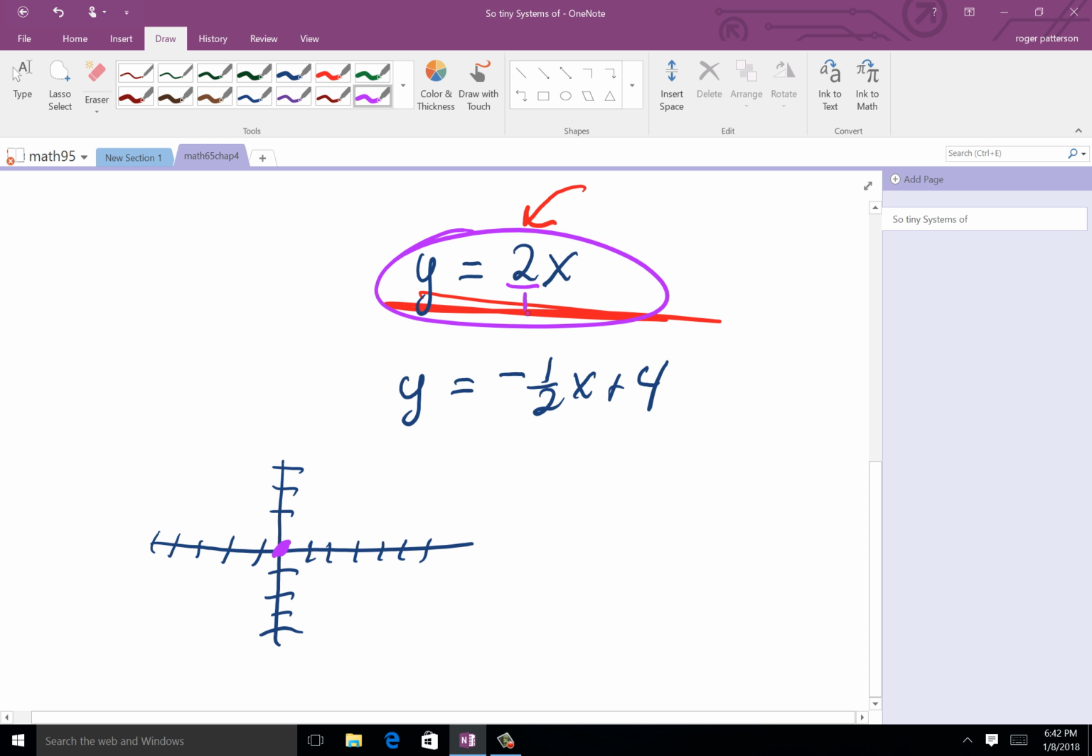Yeah, 2 over 1, right? Okay, so it's rise and run. Good, that's exactly what slope is. It's rise over run. So then I'm going to go 2 up, 1, 2, run 1, put a dot there. All right, and then I'm going to connect it with a line just like that. Okay, cool. So there's my purple one.